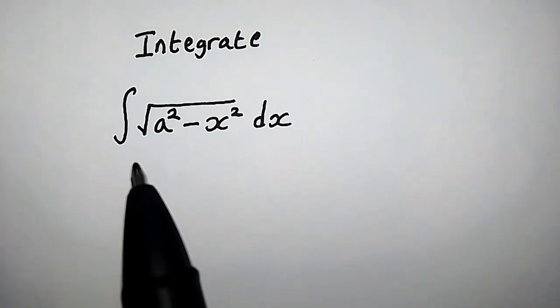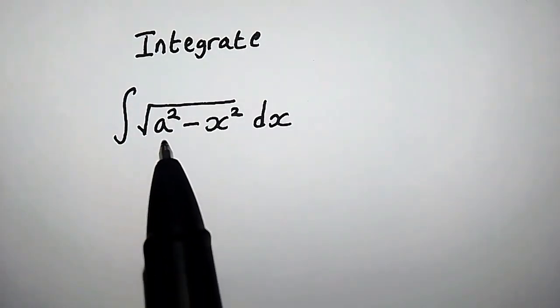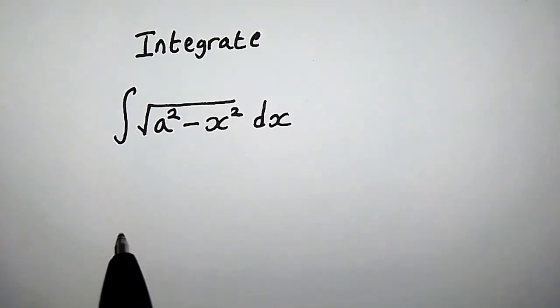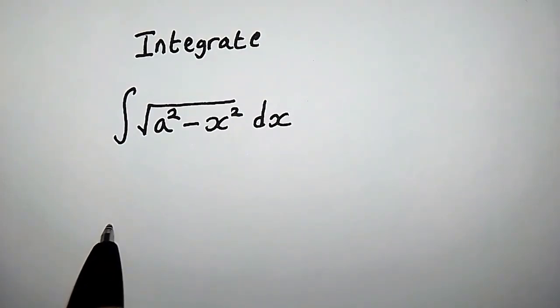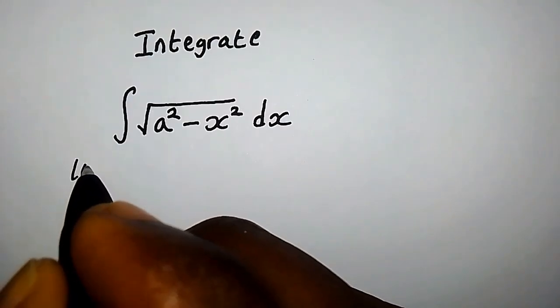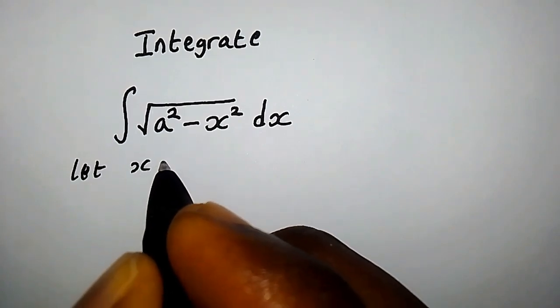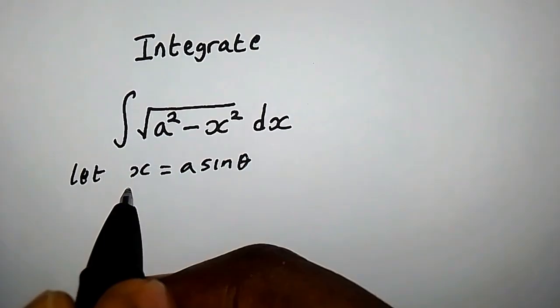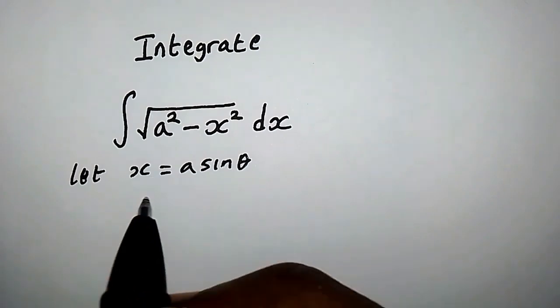Hi guys, integrate the integral of square root of a squared minus x squared dx. We are going to integrate this using the trig substitution method. Let x equal a sine theta. Let's differentiate this with respect to theta.